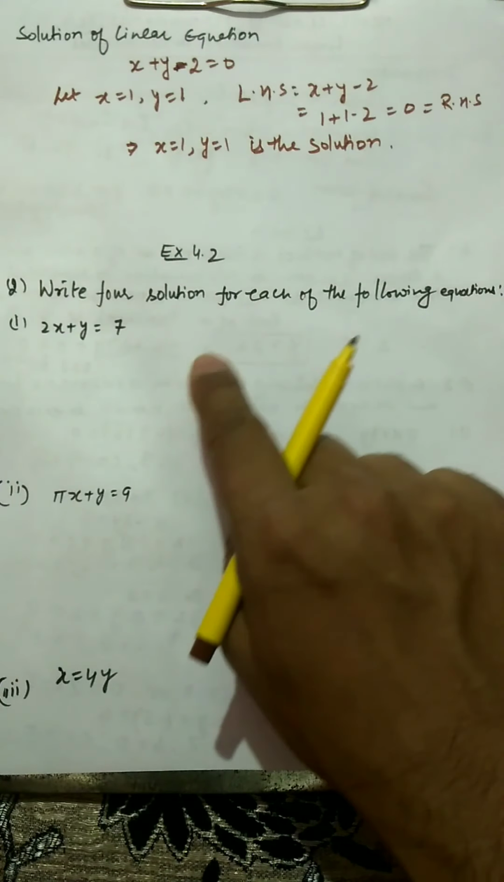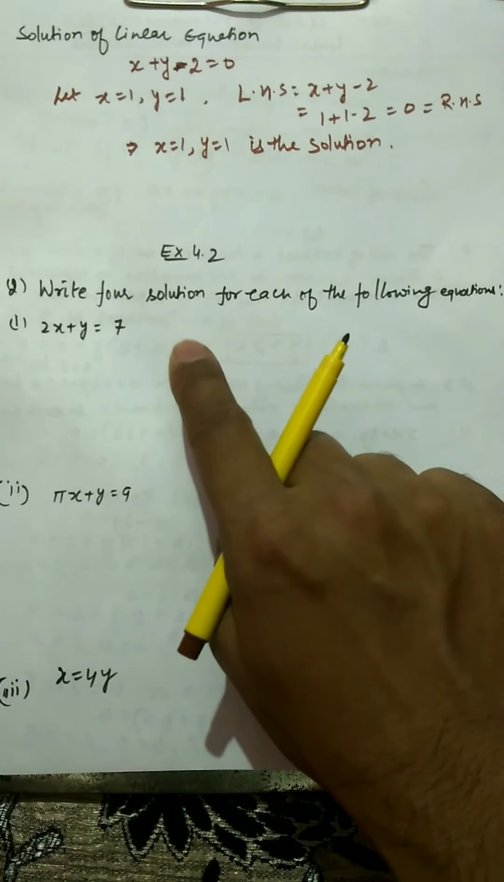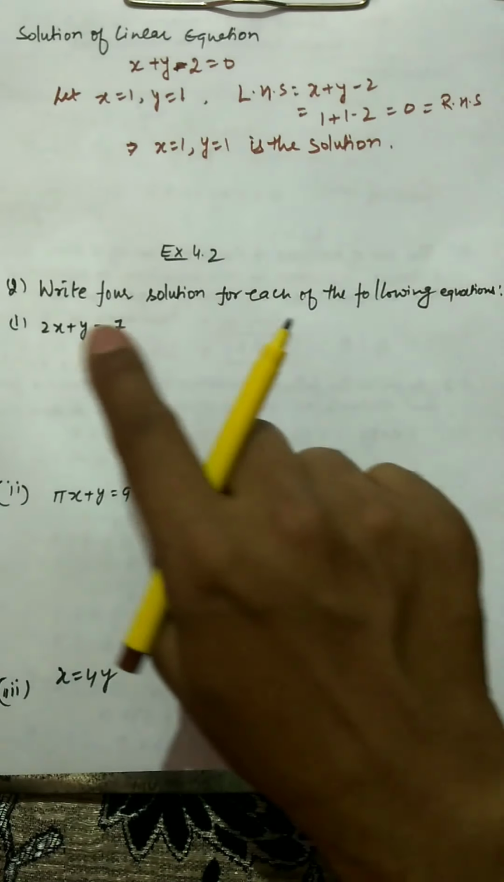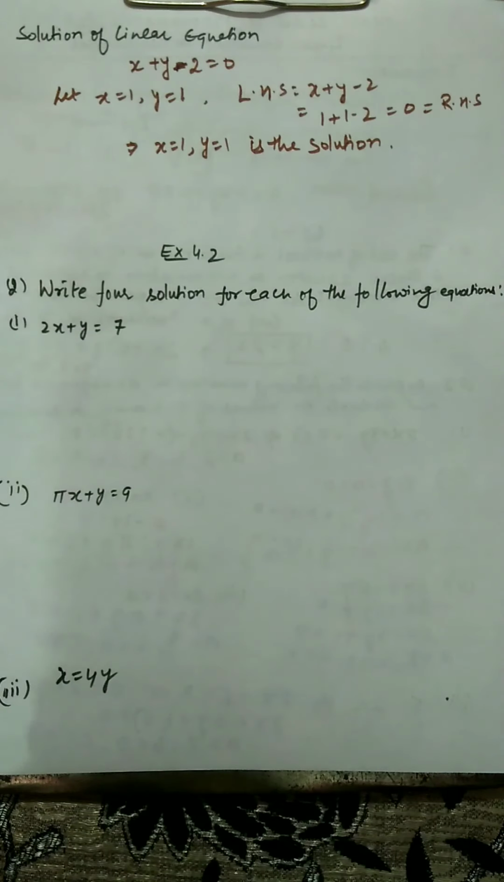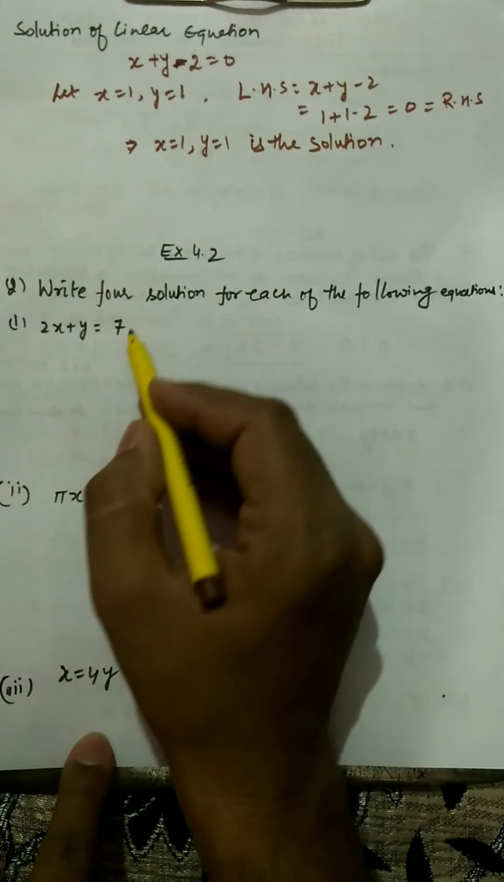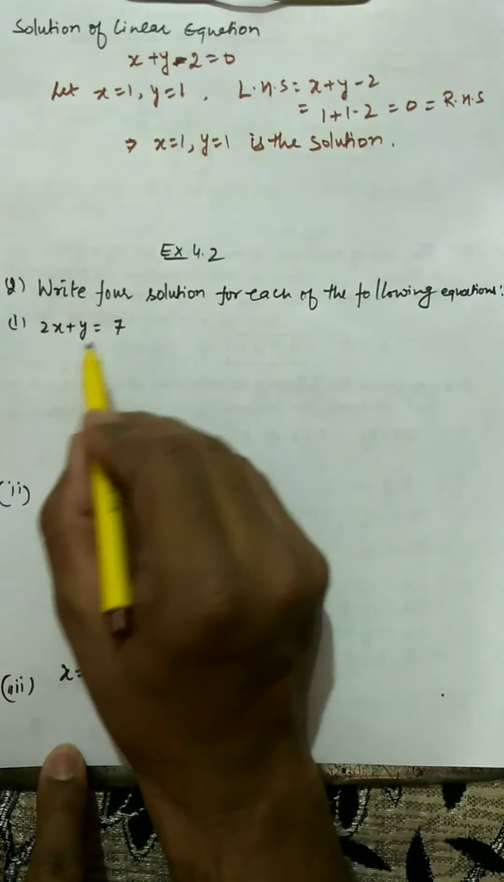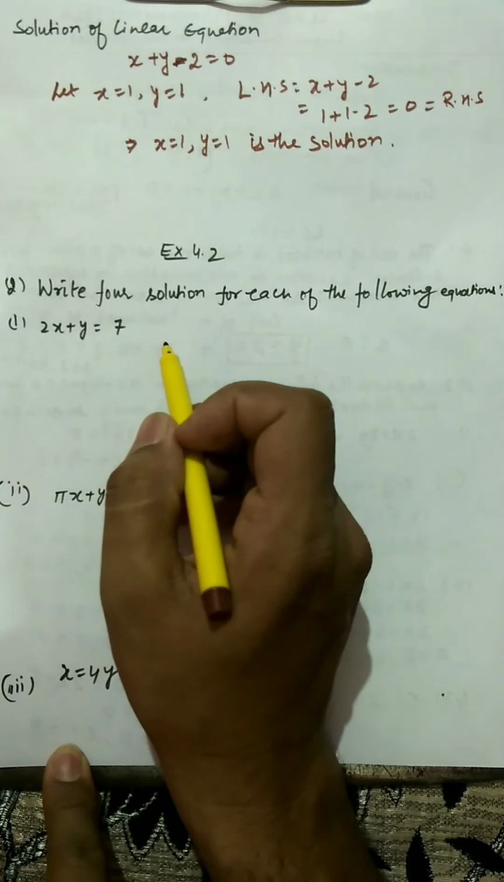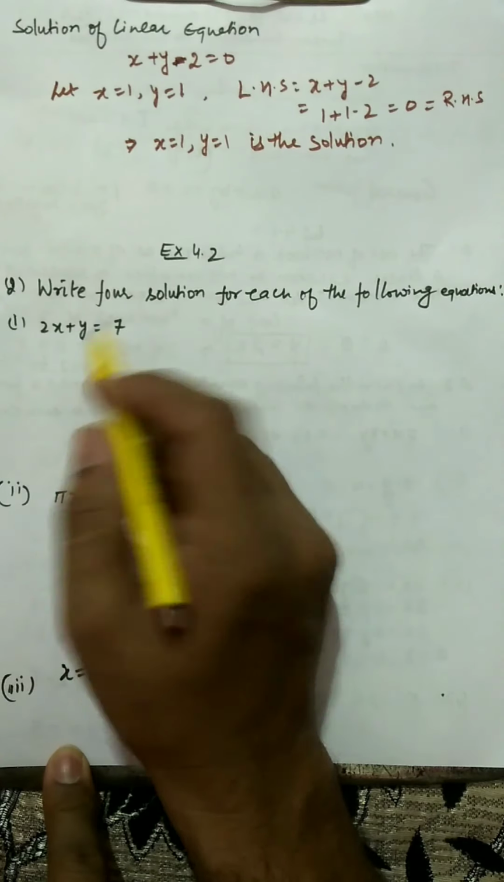But before that we discuss these problems. Write 4 solutions for each of the following equations. So this is 2x plus y equal to 7. This is a very important question, because this is normally asked in every kind of exam. So you see, from here you have to write y in terms of x or x in terms of y.